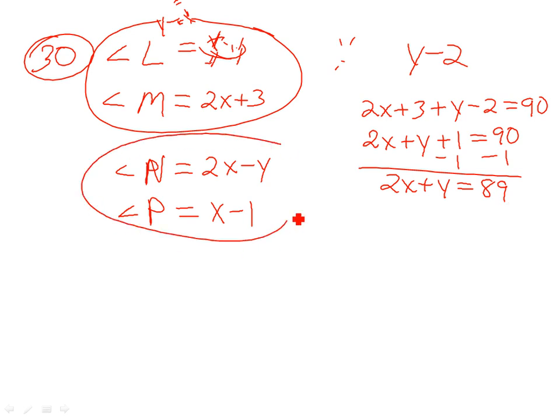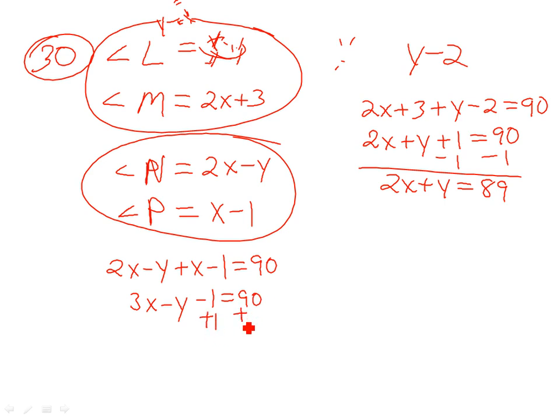Kelsey, what did they tell us about these two? They're complementary, right? So somebody help me set up another equation. Maybe this will come out a little better. 2x minus y plus x minus 1 equals 90. Let's simplify this down. 2x and x give us 3x minus y minus 1 still equals 90. Add 1 to both sides. 3x minus y equals 91. Still two variables. Well, that sucks. Now what do we do?